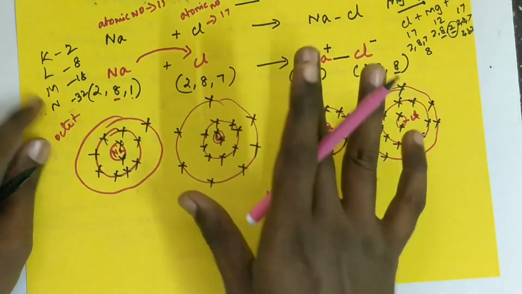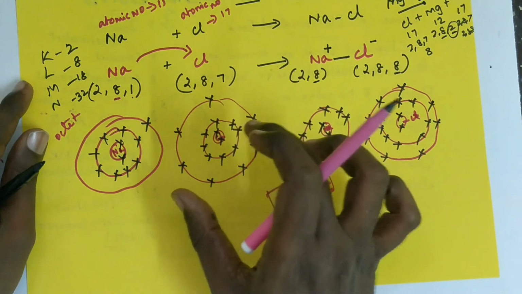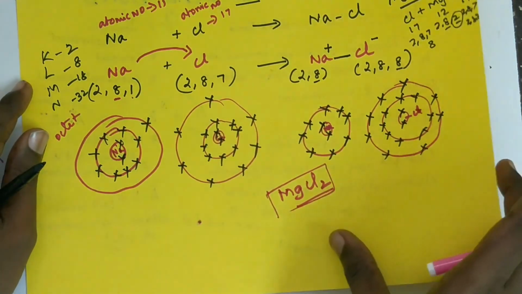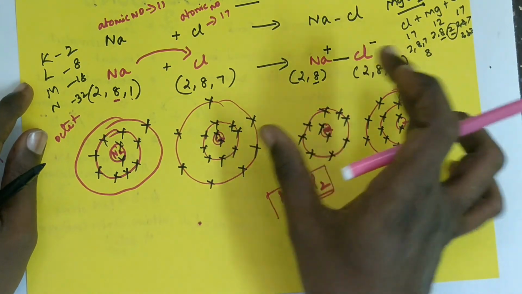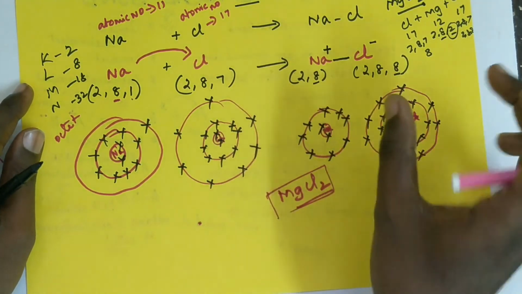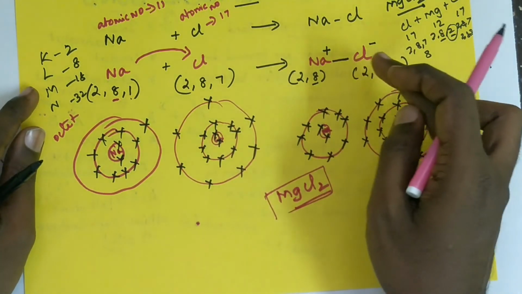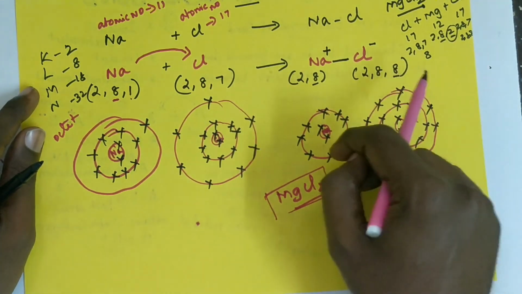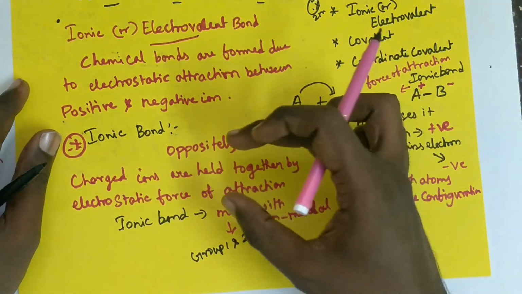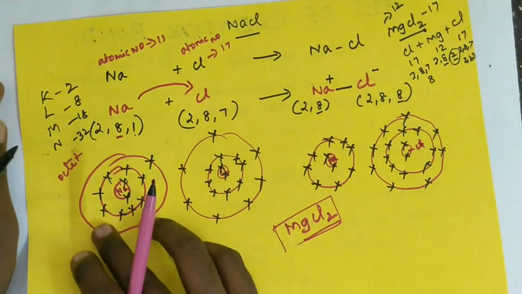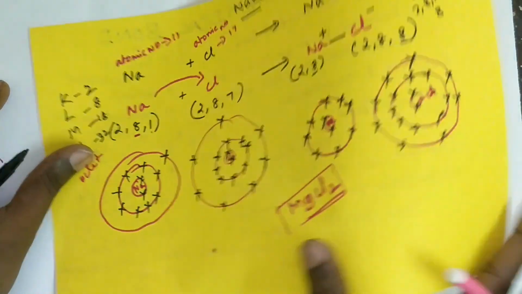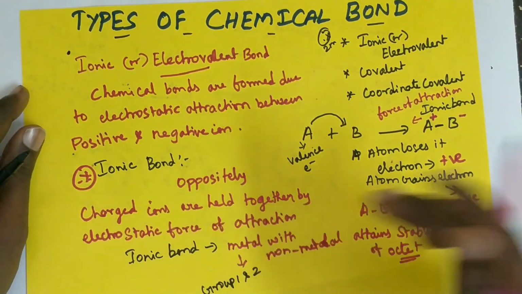They will ask 5 more questions based on this topic. Suppose they ask, explain ionic bond with an example, or explain ionic bond with a suitable illustration. Then you write any one example, either NaCl or MgCl2. Suppose they ask a 5 mark question, you have to write this definition and show one example. So these are all about ionic bond. Next we will see properties of ionic bond.